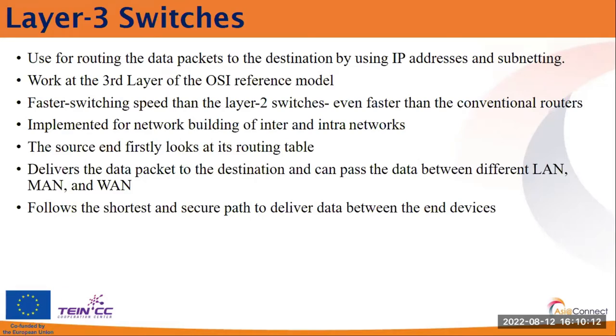So layer 3 switches work at the third layer of the OSI reference model and perform the routing of data packets using IP addresses. They have a faster switching speed than layer 2 switches. They are even faster than conventional routing, as they perform the routing of the data packets without using additional hops, or next hop, as I would say. That's why they lead to better performance.